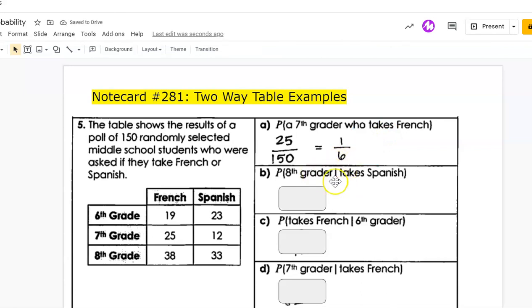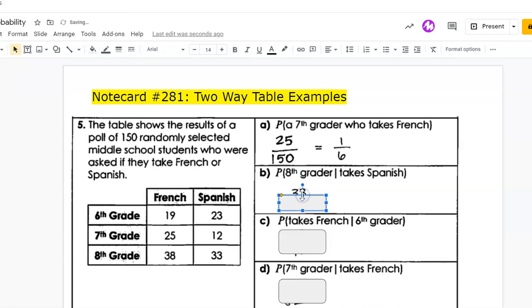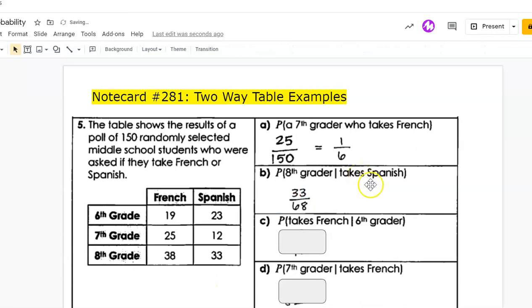Now, this one has the given that. What's the probability they're an 8th grader given that they take Spanish? So we need to think about the formula. That would be the probability that they're an 8th grader and they take Spanish. So 8th grader takes Spanish, that'd be 33, divided by the probability that they take Spanish. So I have to add all of these up. So 23 plus 12 plus 33 is 68. So 33/68, that does not reduce.